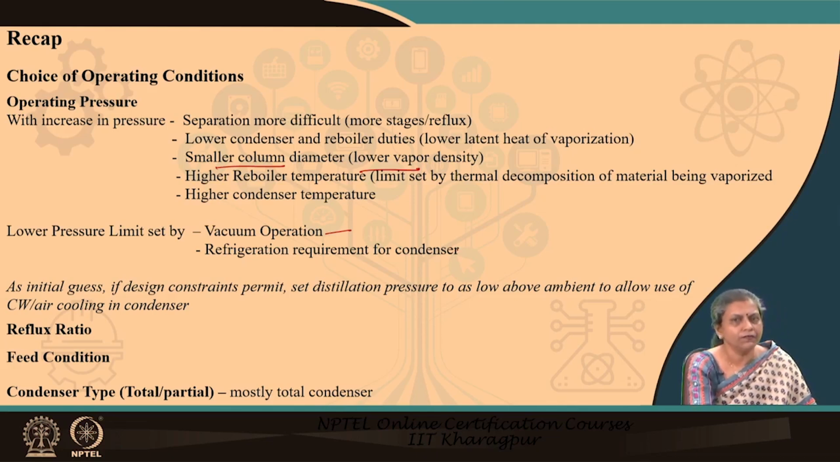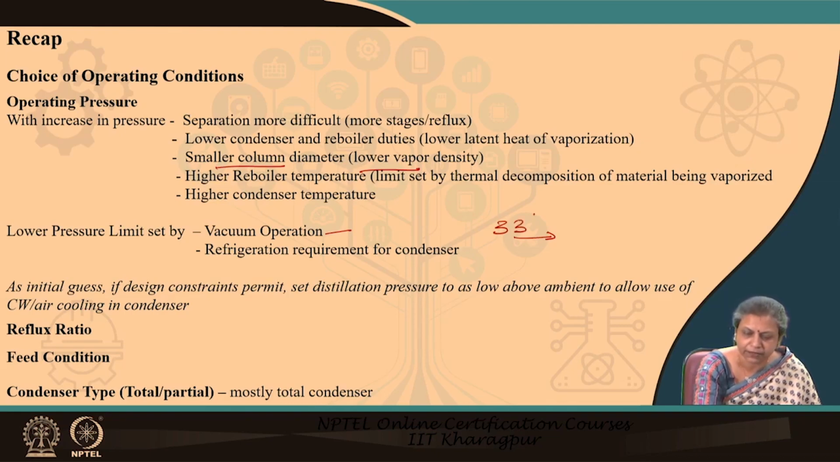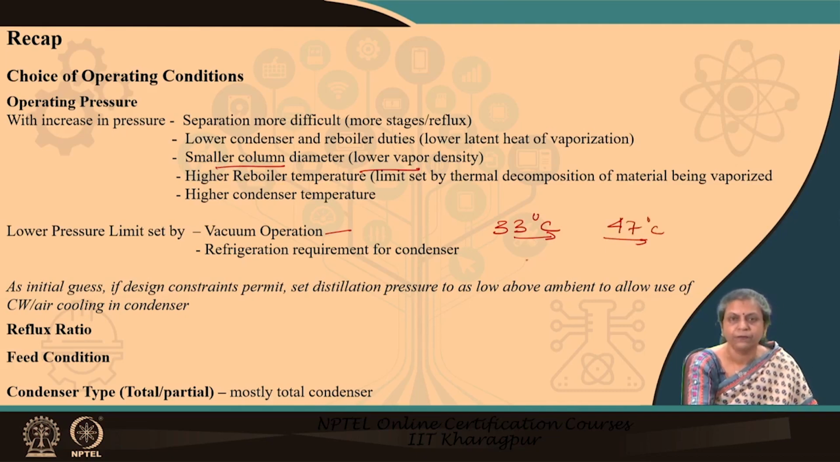So, we would always like to operate the column under such a condition that the cooling water, which under Indian conditions is available, generally with an inlet temperature of 33 degrees centigrade and an outlet temperature generally around 47 degrees centigrade, can be used. So the pressure should be adjusted in such a way that we can use the cooling water in order to obtain the required cooling which is necessary for condensation in the condenser, right.